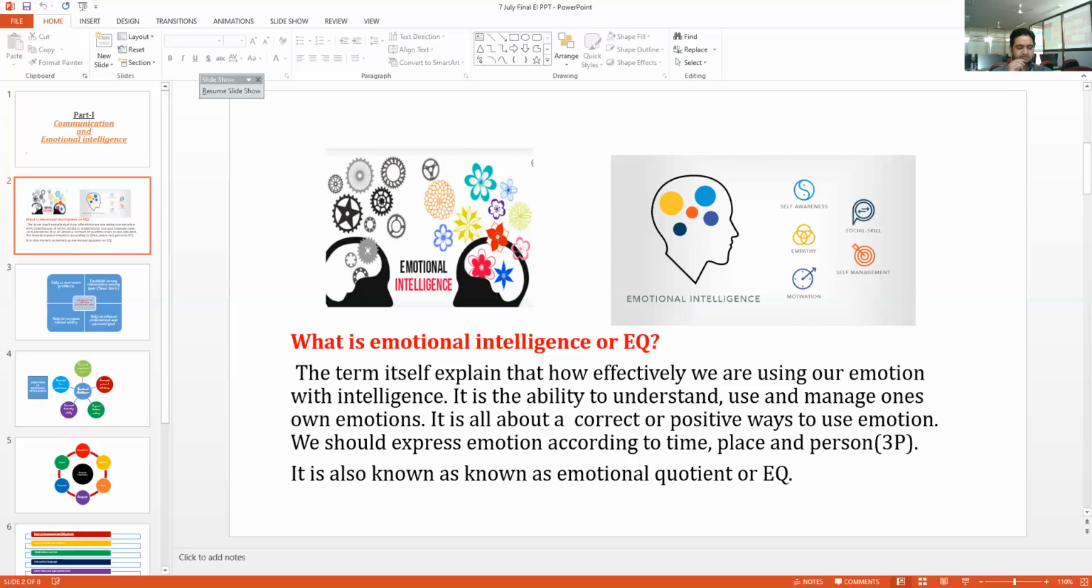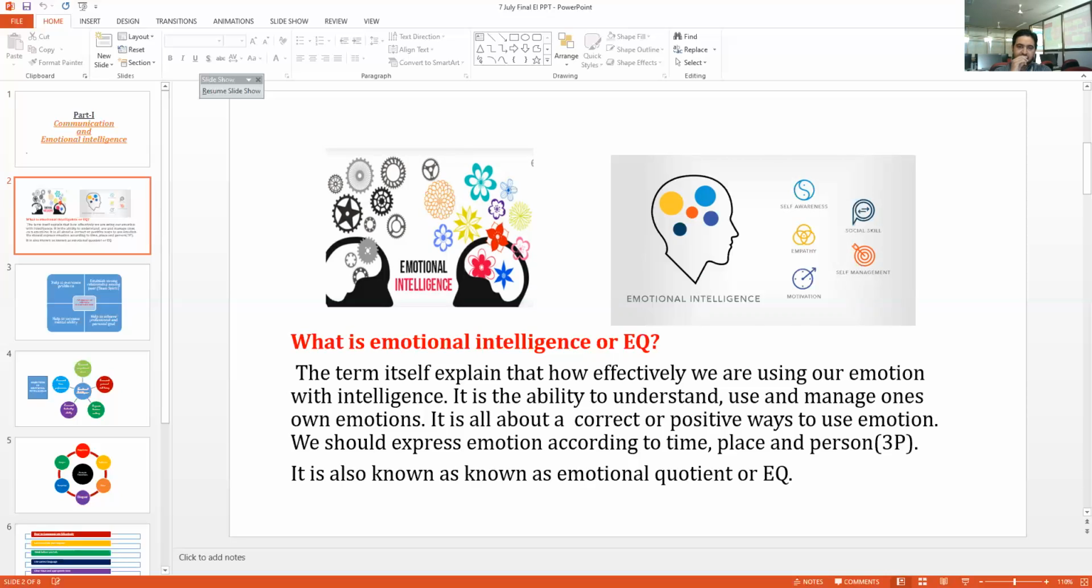EQ is all about your emotional coefficient. This is all about our life: how we become self-motivated, how our moods change, how we control our impulses. All of this comes under emotional intelligence. Now we see what is there on the screen. The term itself explains how effectively we are using our emotion with intelligence.